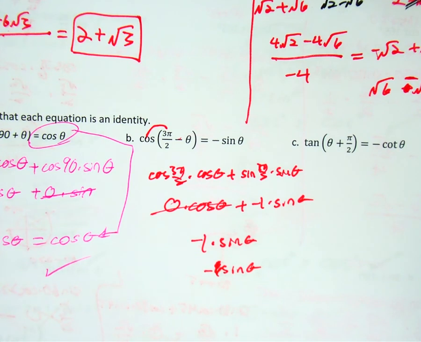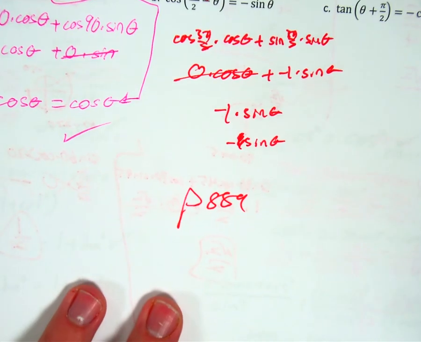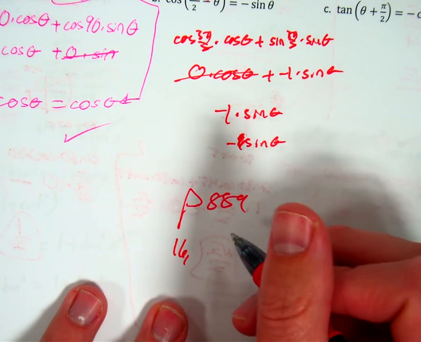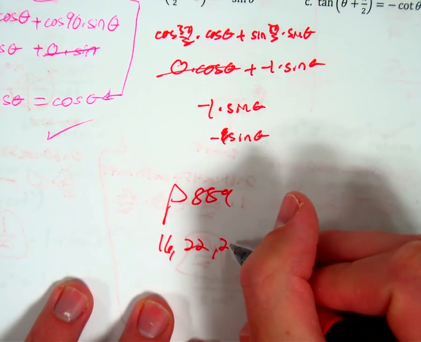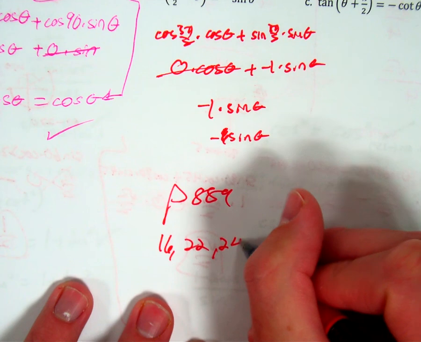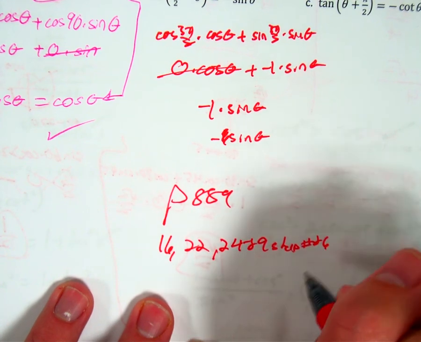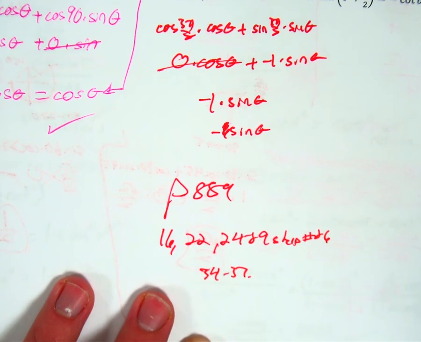Okay, where's our day 2 homework at? Okay, day 2 homework, we're looking at page 889 again. Number 16, because that was the tangent when we skipped from the day before. 22, 24 through 29, skip number 26. And then let's do 34 through 37, okay?